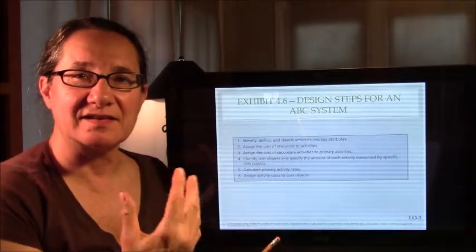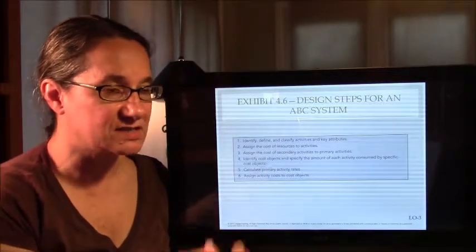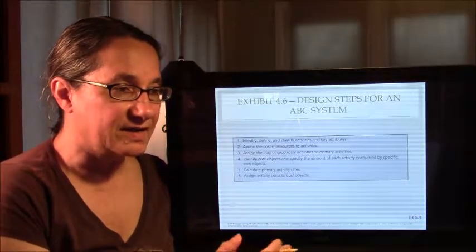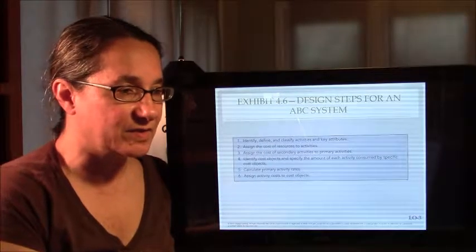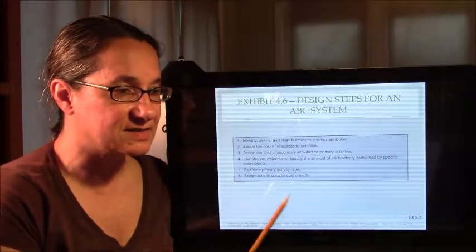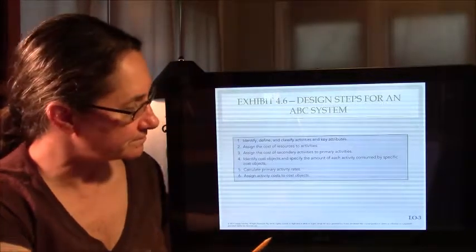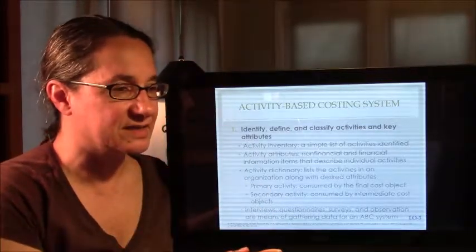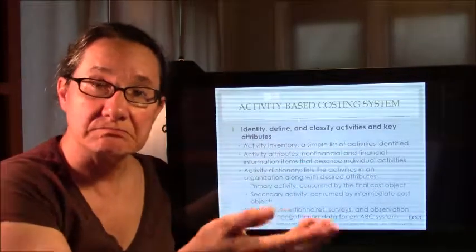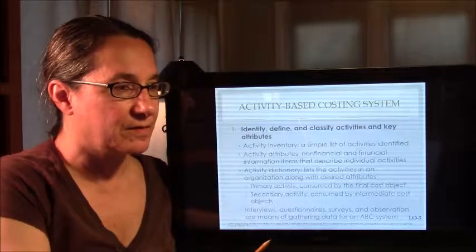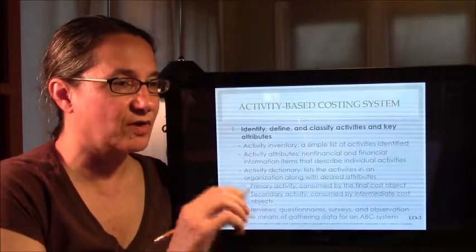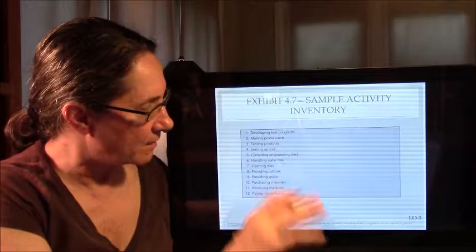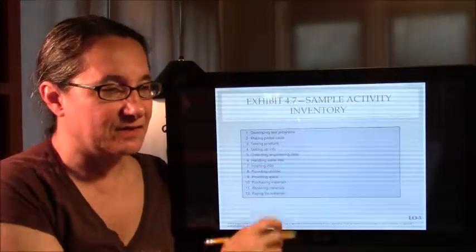So identify and define. I'm not going to ask you to do that. I'll just kind of tell you, here's the activities. Assign the cost to the activities. Any secondary activities, identify cost objects and attribute them to that, calculate primary activity rates, assign activity cost to cost objects. All right, so identifying, step one, making a list. I'm not going to ask you to do this, I will just give you a list. Here's the activities, right? Here's a sample. Develop test programs, make probe cards, test products, set up lots, on and on and on. Right, sorry. So here's some examples of a list of activities.